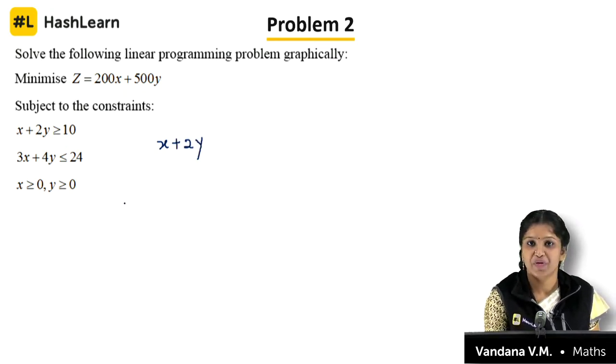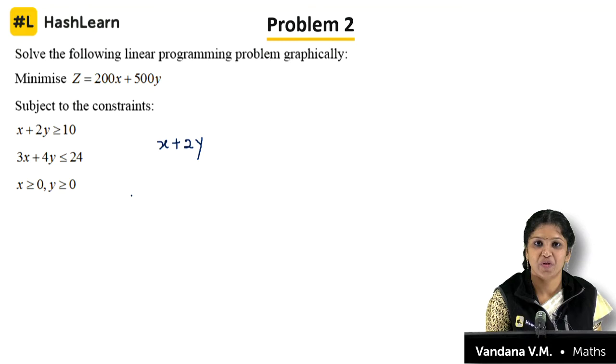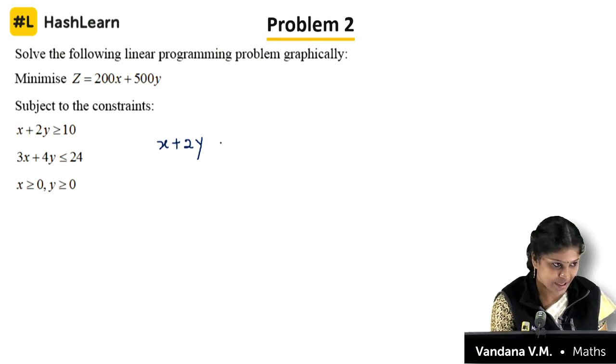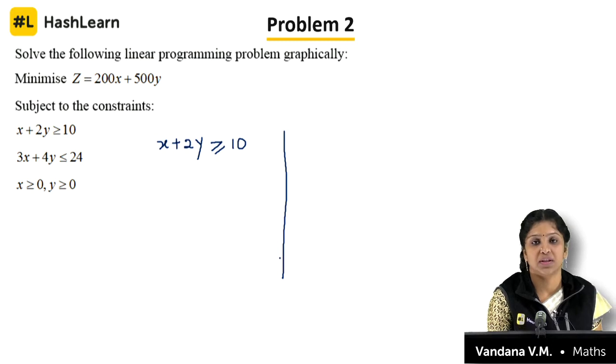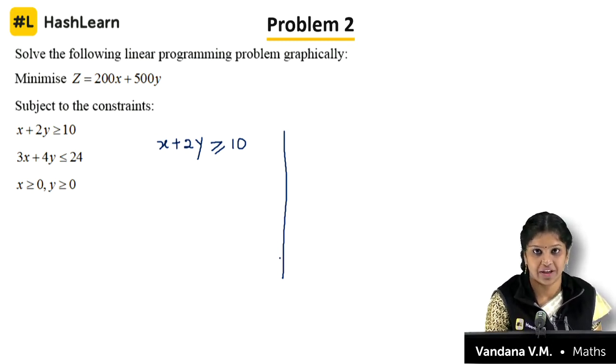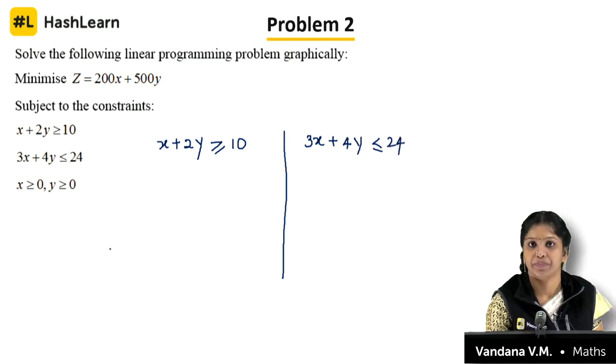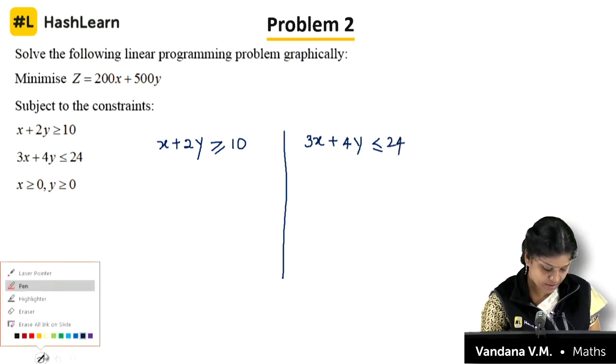Before Radhika completes the problem, I am expecting the answer from others. I am not denying your answer, Radhika. I am just encouraging others also. Good, you are doing it. X plus 2y is greater than or equal to 10, and here it is greater than or equal to. Till now whatever we solved, it is less than or equal to. So, 3x plus 4y is less than or equal to 24. Just do it.